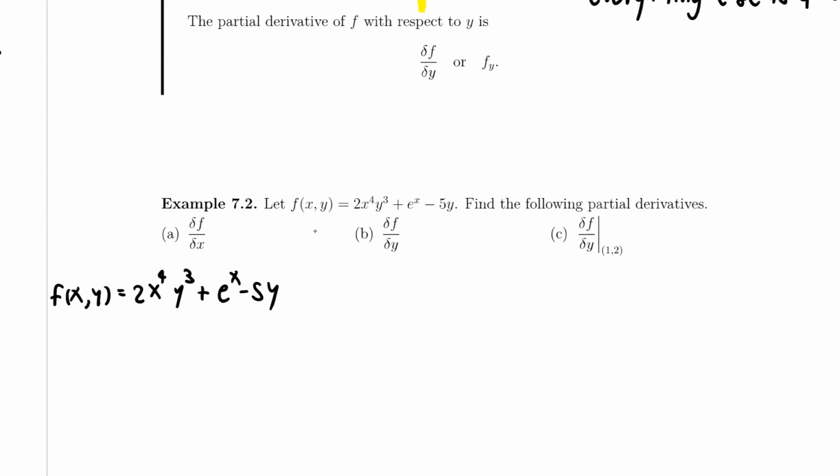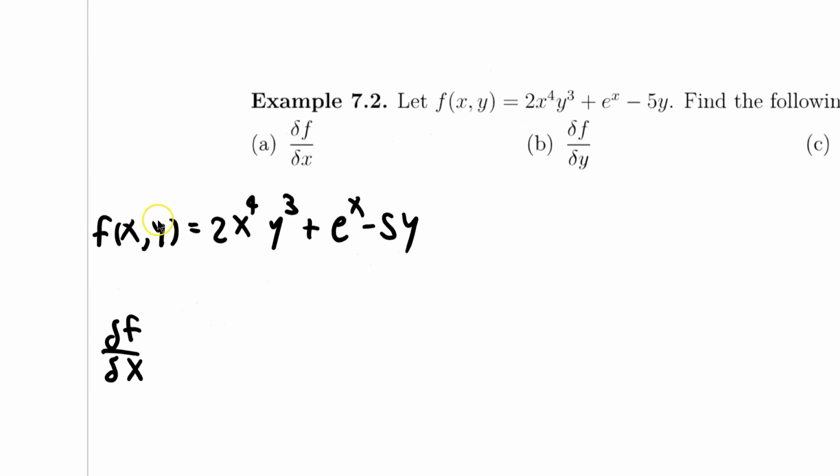Now, if I want to find the derivative of this with respect to x, df by dx, what that means is I'm going to treat x as a variable. So I'm going to think of x as my variable, and y is going to be just a constant. So I'm going to think of y as a number. Let me change the color for the terms with x here. Okay.